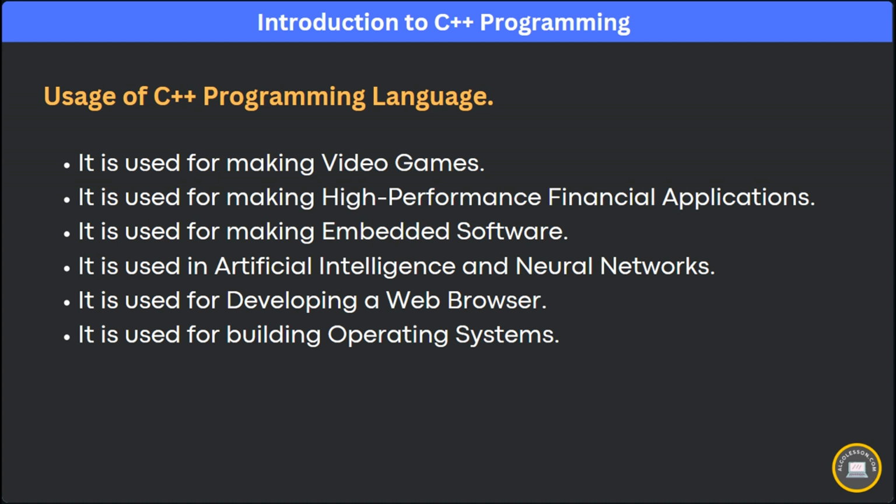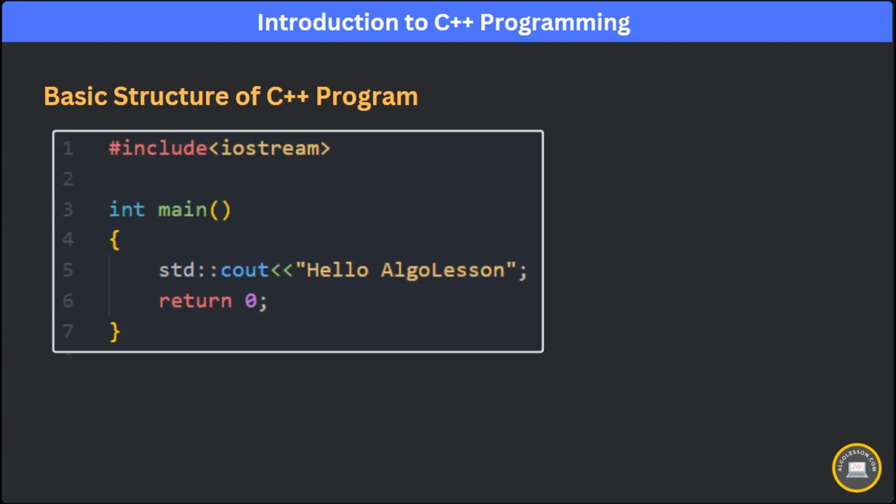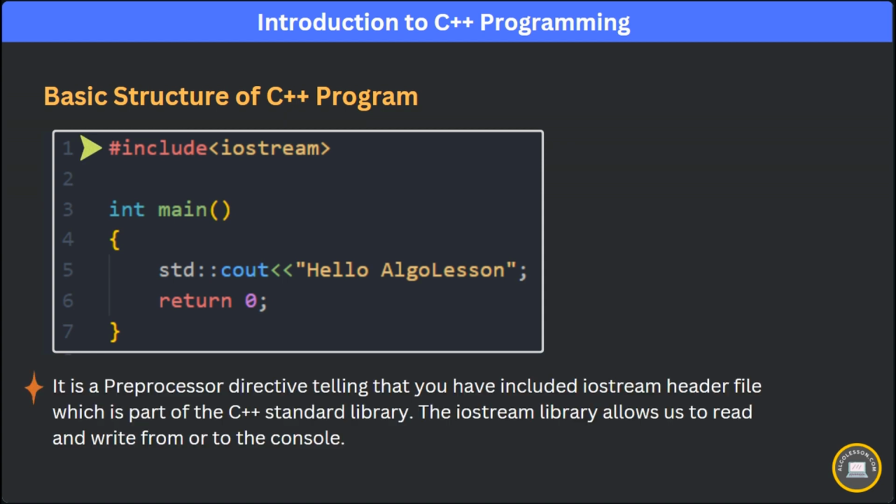Now let's understand one example of C++ with the basic structure of a C++ program. This is a very small program, and what it is basically doing is printing a message on the screen, our output screen: Hello Algo Lesson. Now how is it executing? Let's understand this small program line by line. The first line says #include <iostream>.